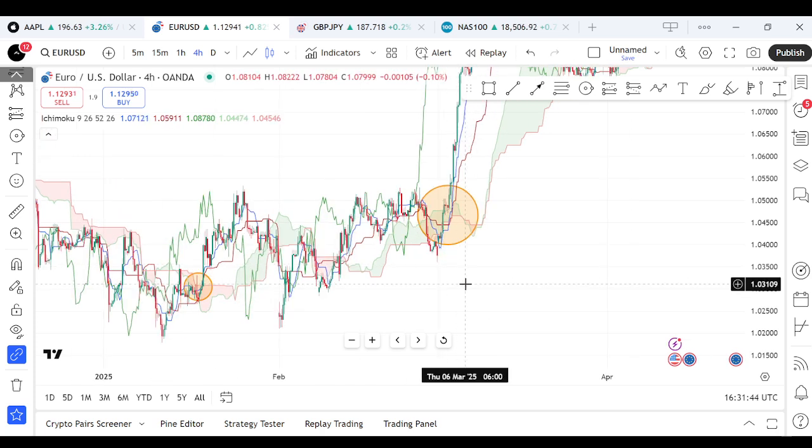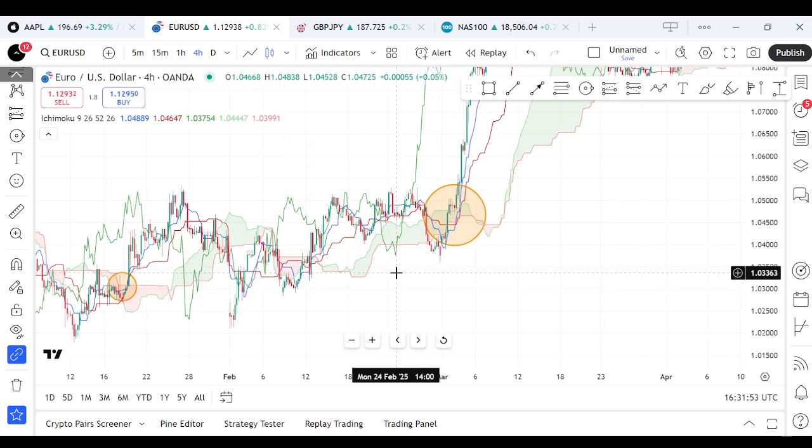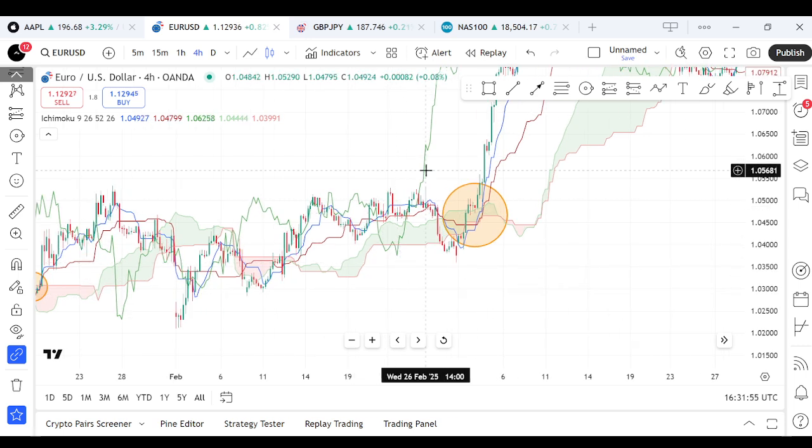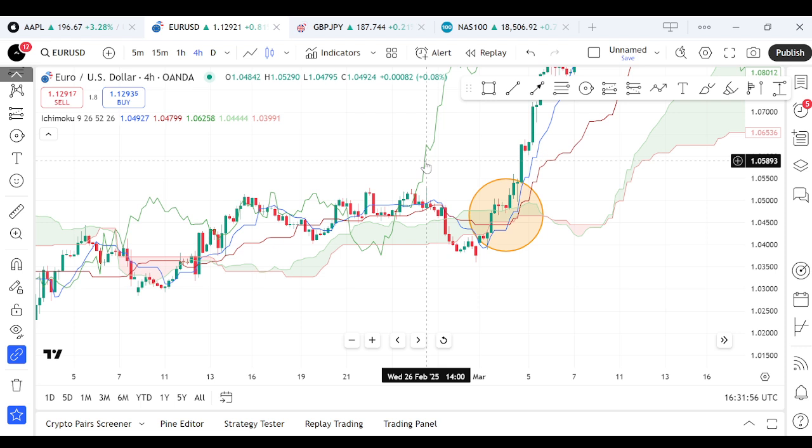So after waiting for these crossovers, the next step is to check the lagging span direction and position. For additional confirmation, verify the position of the lagging span. Remember, the lagging span is this green line here. So if the lagging span is above price from 26 periods ago in bullish trends and below price in bearish trends, it confirms that market sentiment aligns with the current trend direction.